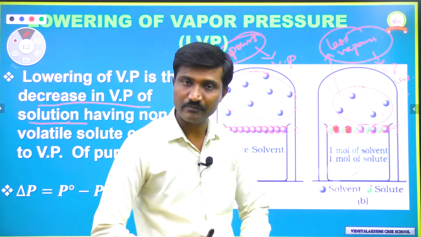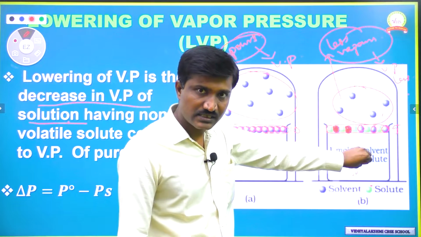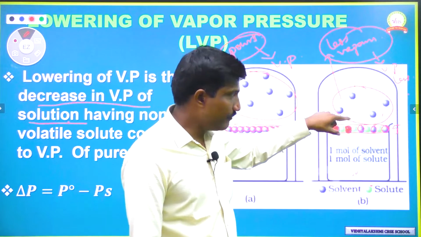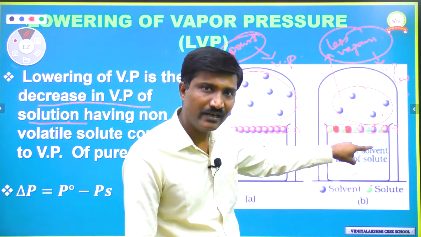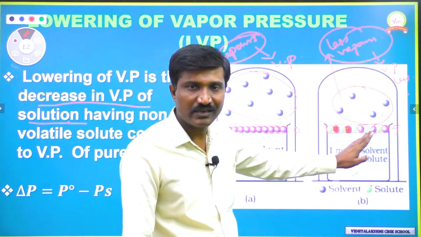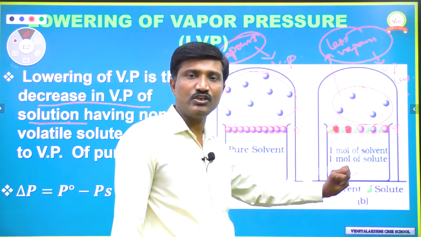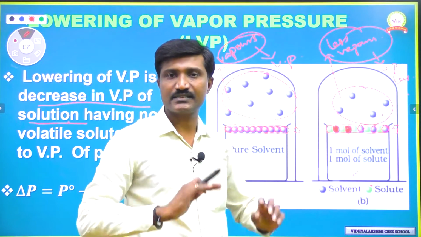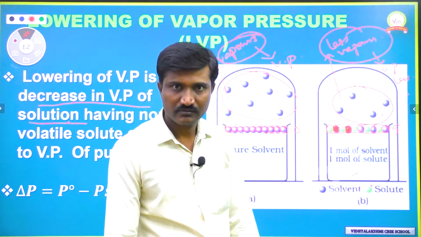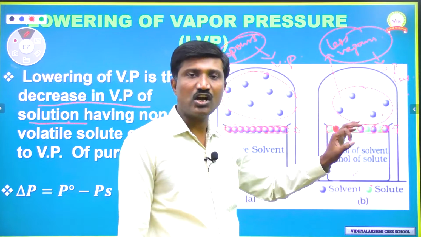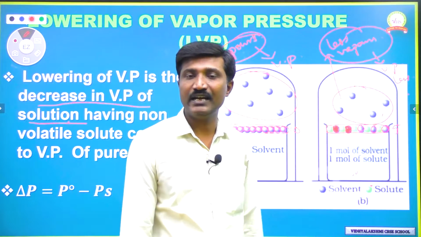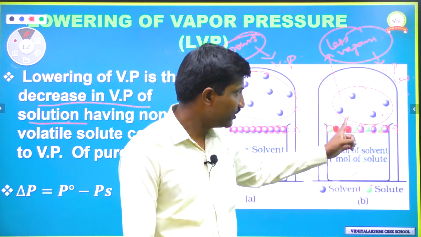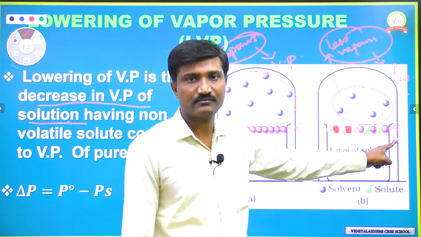Is it clear? That means, do we say that if the number of solute particles increases, then the vapor pressure exerted by the solvent in the solution further decreases? Yes. So the vapor pressure of the solvent in a solution mainly depends on the number of solute particles.